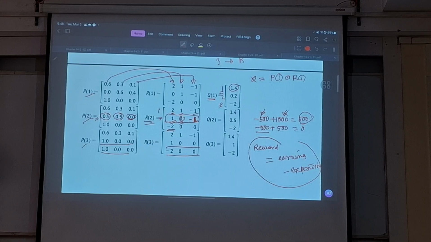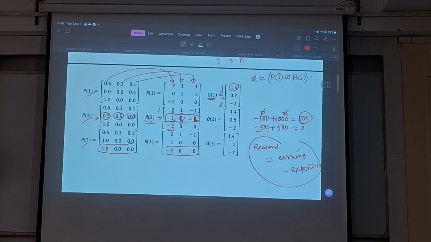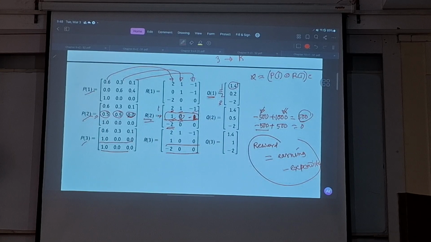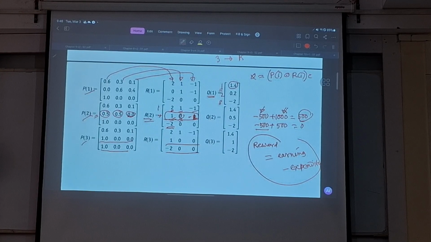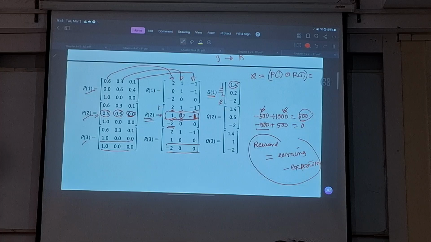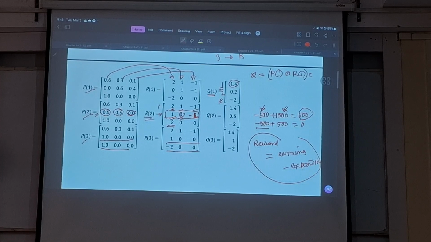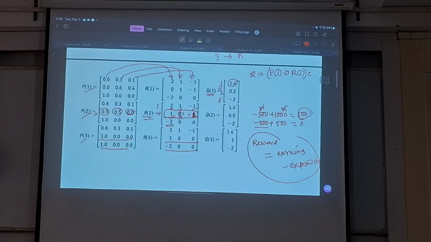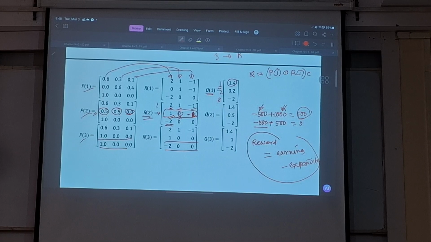Then we need to multiply with a column vector. The column vector will simply sum the elements of it. So this way we can calculate this one. Any questions here? If you understand this, fine. If you do not understand this, you can understand later.